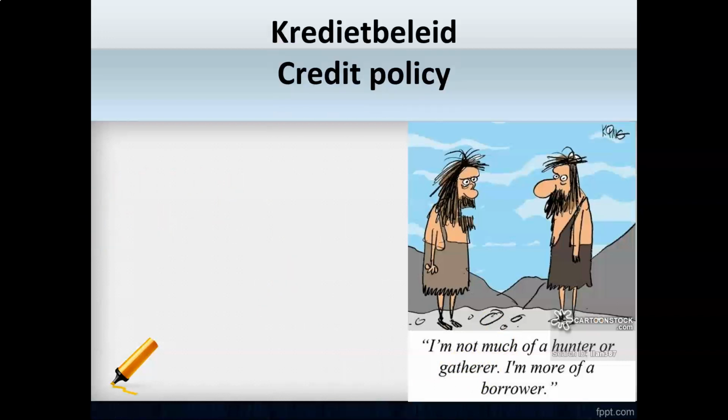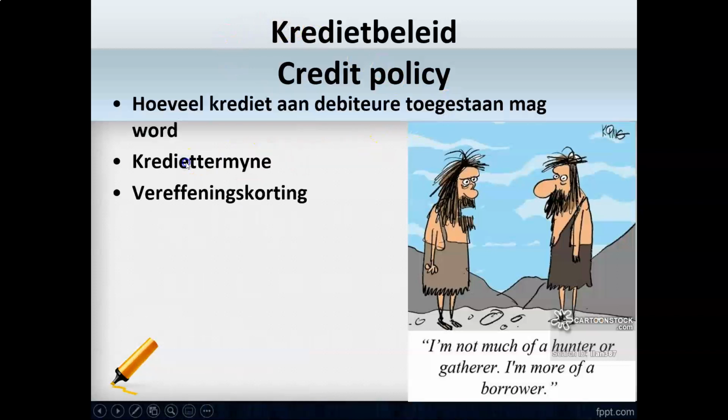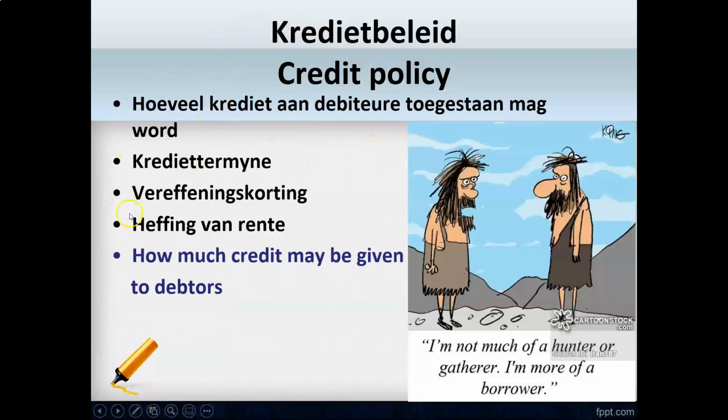Now, guys, we say each and every entity has to decide, are we going to sell our merchandise on credit or not? And if the answer is yes, we will allow some people to make a credit purchase from us. Then we must have a credit policy in place. The first thing with a credit policy is that we have to decide how much credit we are going to give to debtors, to what debtors we are going to extend credit, and to what debtors we are not going to extend any credit at all.